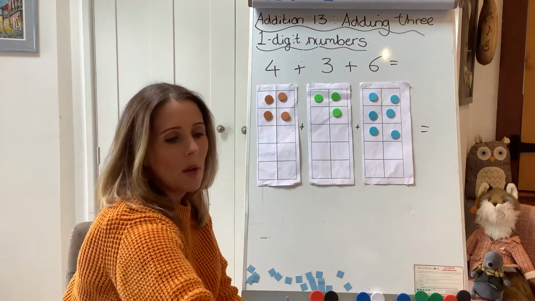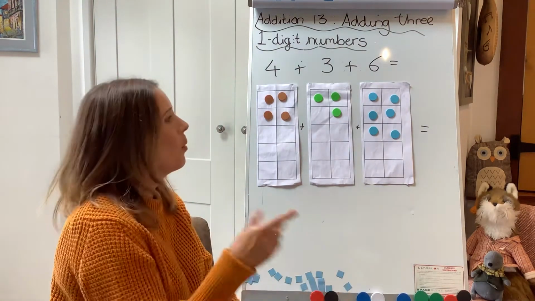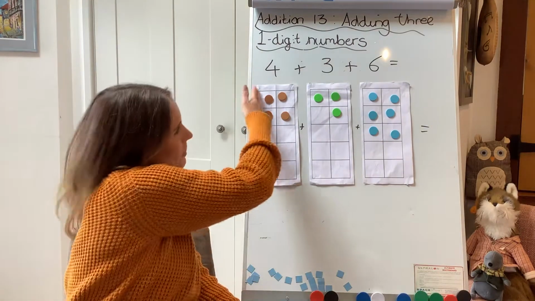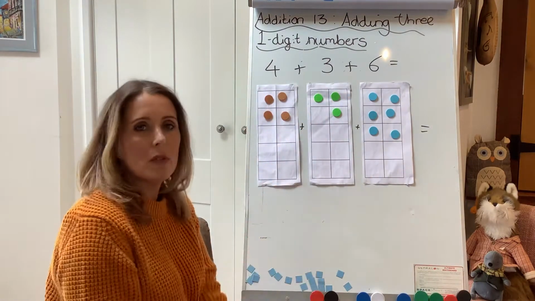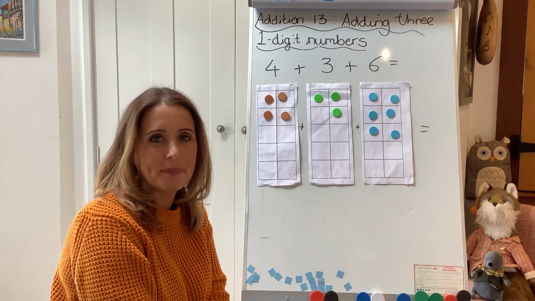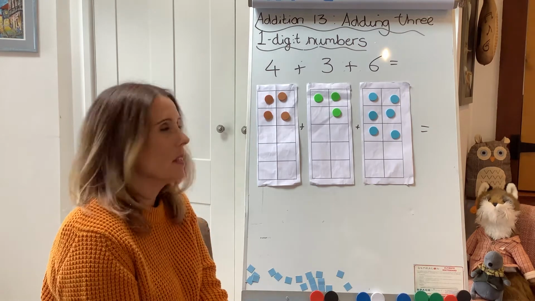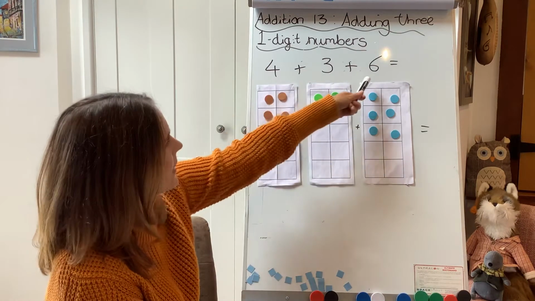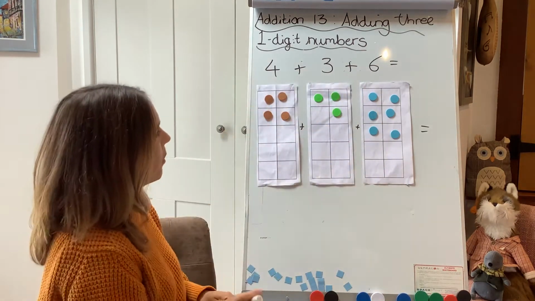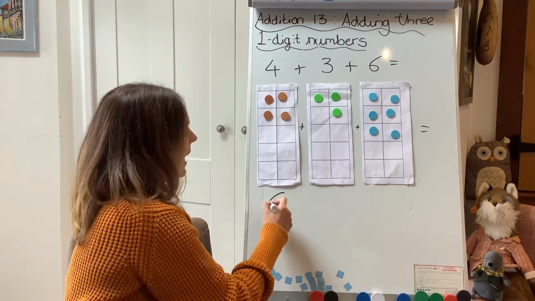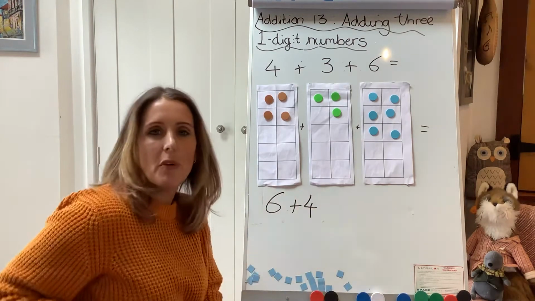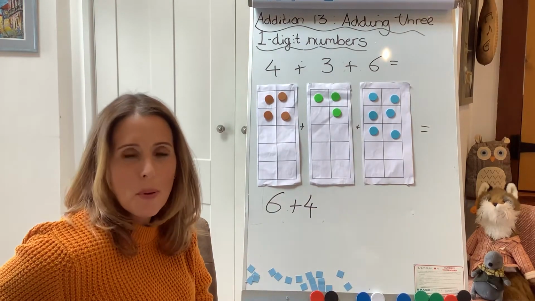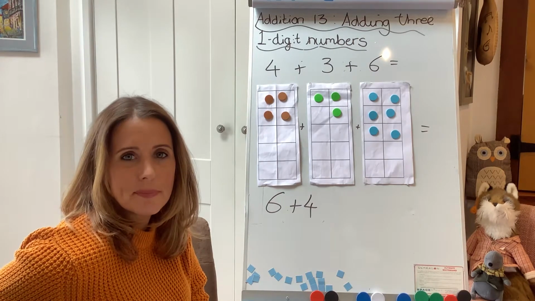Okay, so pause, have a think. What are you going to do with these numbers? Are you going to keep them in that order, or are you going to move some around? What do we think? Okay, so hopefully some of you have seen that you're going to move them around and add 6, add 4 first. Why add 6 and 4 first? Pause it and talk about that.